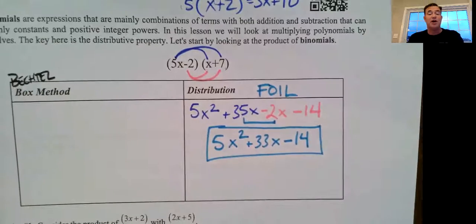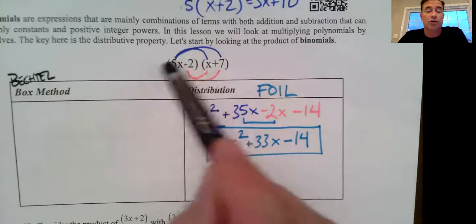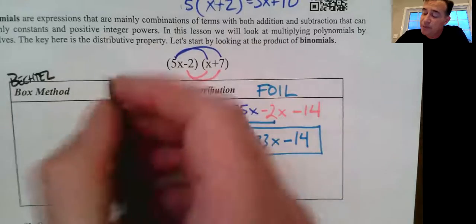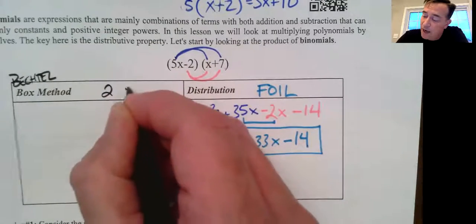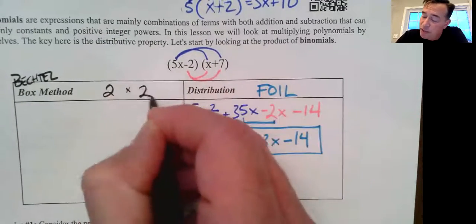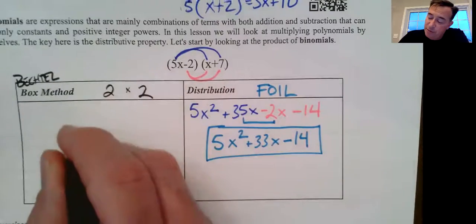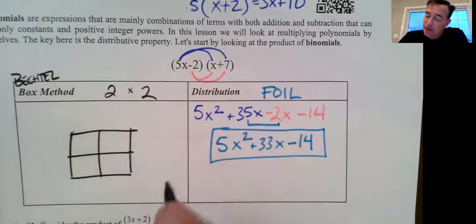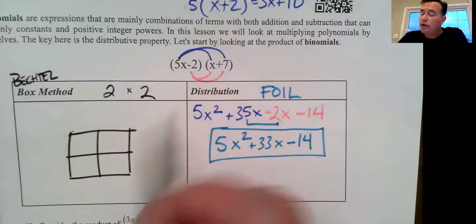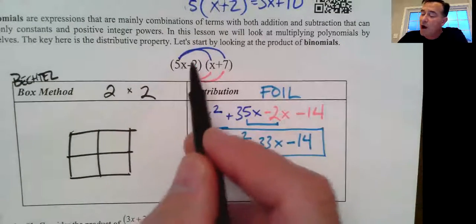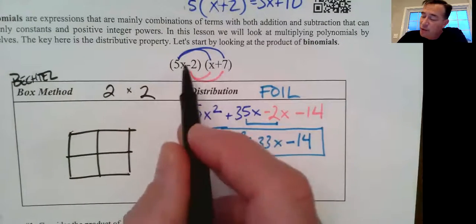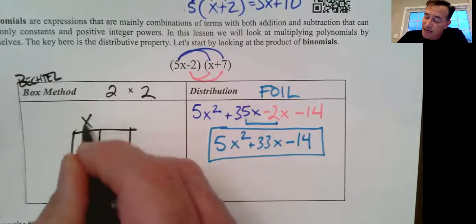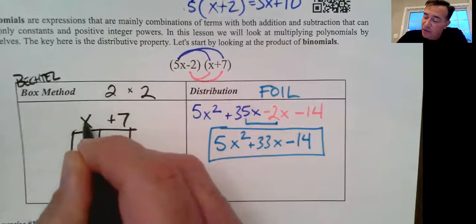The Bechtel box method: we take what we have here and we count how many terms there are in each of the sets of parentheses. In this case, there's 2 there, so we're going to be doing 2 by 2 here. Inside here, we are going to make a box that is 2 by 2. And what we're going to do then is use this to organize how we distribute each of these. Since both of them are multiplying times that x plus 7, I'm going to put the x plus 7 across the top here to keep track of where these are going to be.